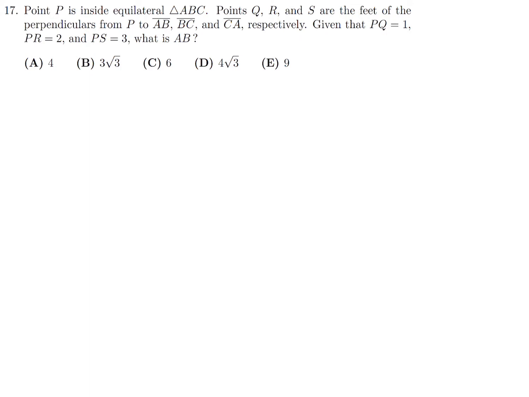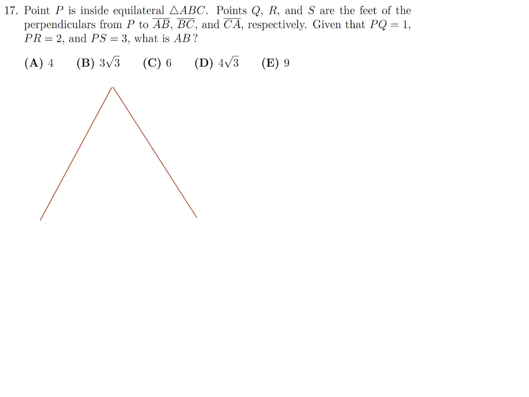Point P is inside equilateral triangle ABC. Points Q, R, and S are the feet of the perpendiculars from P to AB, BC, and CA respectively. Given that PQ is 1, PR is 2, and PS is 3, what is AB? So let's draw a triangle first. It's equilateral.